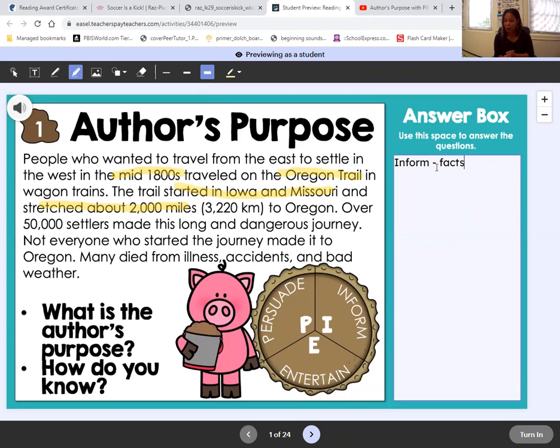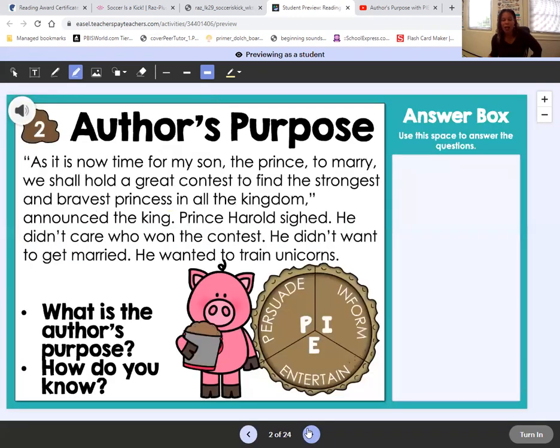Did you get that right? Give yourself a tick. If you didn't get it right, put a little X. Next sample. Persuade, inform, or entertain.